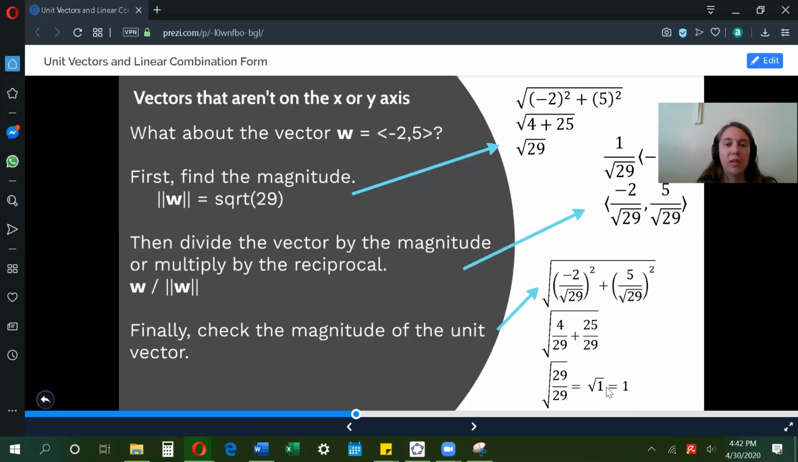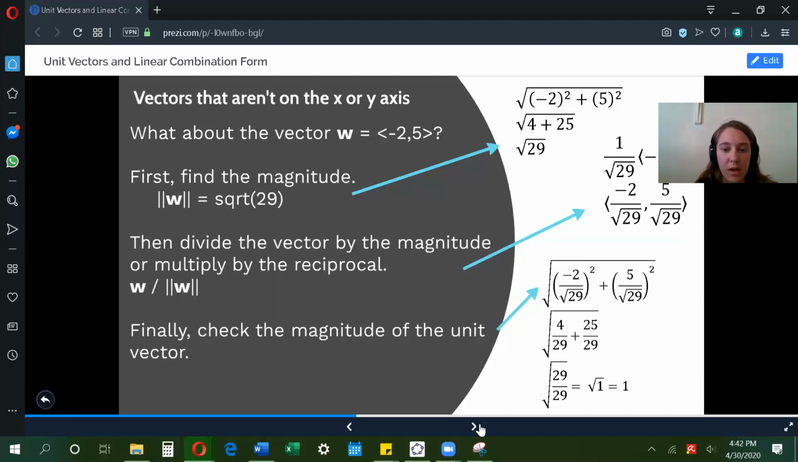So if I wanted a vector of length 8 in the direction of the vector negative 2, 5, I scale it down to 1, just like we did here, and then I can multiply this vector by 8, and the resulting magnitude will then be 8. So you can really make a magnitude of anything you want using the unit vector.